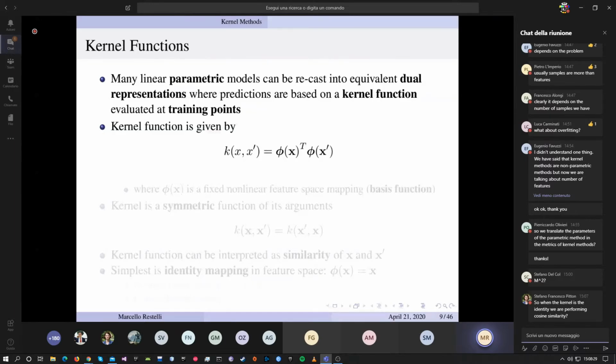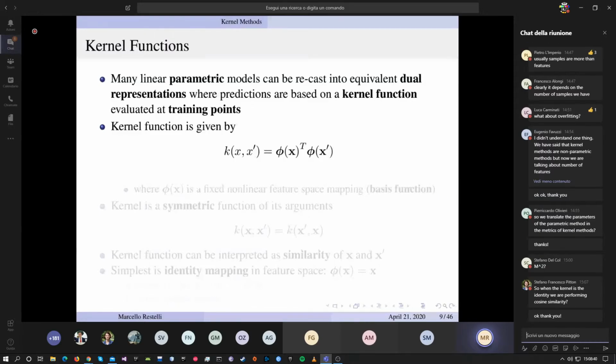If you use normalized kernels, that means taking this formula and dividing it by the product of the length of the vectors, you have the cosine similarity. Okay, so this is in the case of the linear kernel. If you have another feature that is not the identity function, but another way of expanding the feature, like for instance the second order monomials, this defines a new kernel.